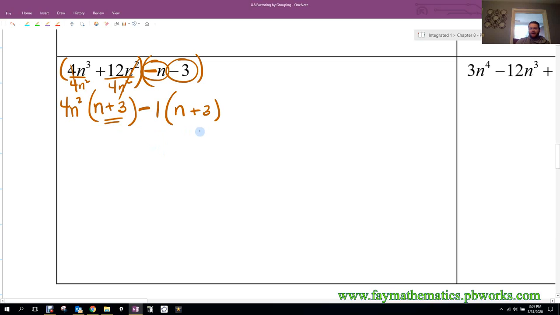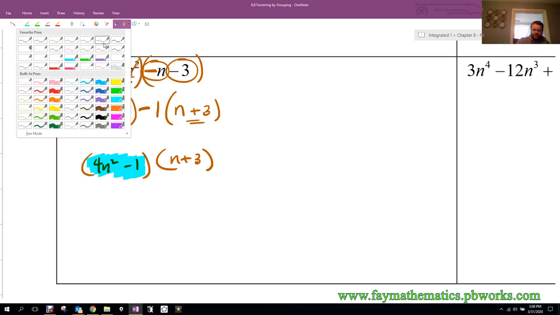And there we see that that and that are identical. So there's one factor. And then 4n squared minus 1 becomes my other factor. Okay. Now this next step is a little bit tricky, and you have to always be paying attention to this: when you're done, we want to make sure everything is fully factored. That is not. That is a difference of perfect squares.